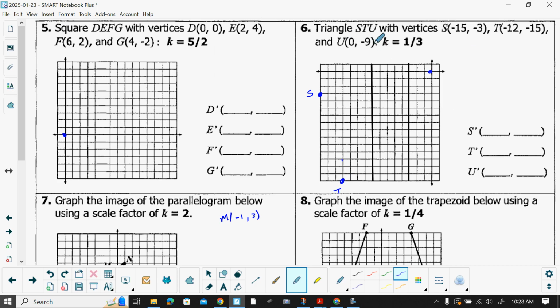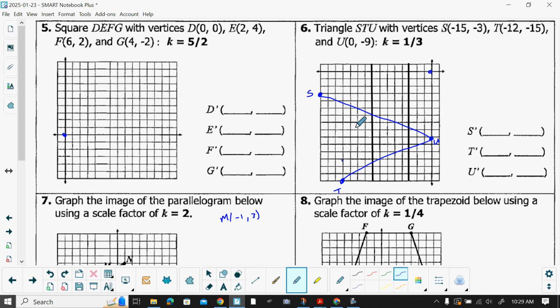U is 0, negative 9. Not going to the right or left, but down 9. 1, 2, 3, 4, 5, 6, 7, 8, 9. There's U. So this shape is down here.